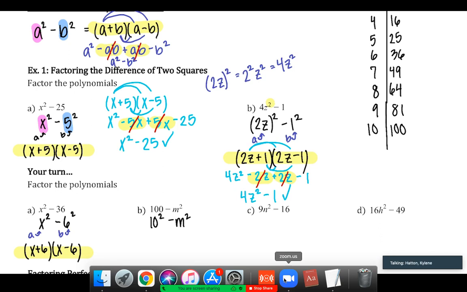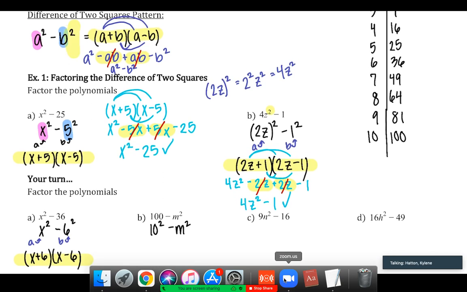So since we're comparing it to this A squared minus b squared pattern up here, that means that a always has to be the first part. So a would be 10. And then b always has to be the second part, so b would be m. It's not necessarily like a is the variable and b is the regular number. It just depends on the order itself. So a is the first one, b is the second one.